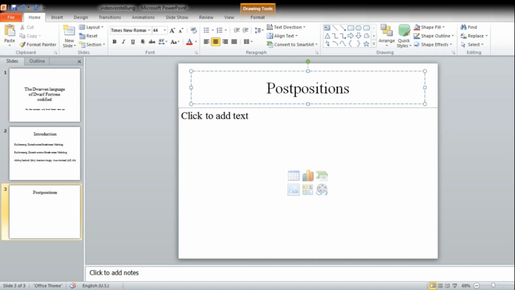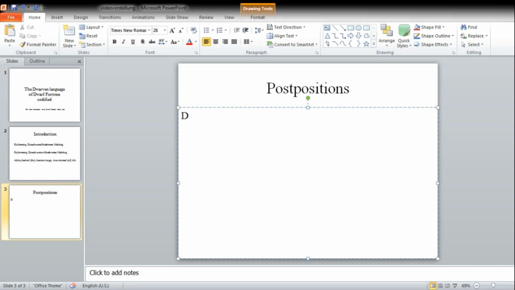Anyway, now we are coming to what I think is the most difficult part of Dwarven, and it is postpositions. Remember what I said earlier about Dwarven having no prepositions. Dwarven has no prepositions. A preposition is a word that describes position or direction or relation. So, words like at, during, by, near, through, beyond, above, those sorts of words. So, Dwarven doesn't have those. There are no prepositions. But then, how do I convey that information?